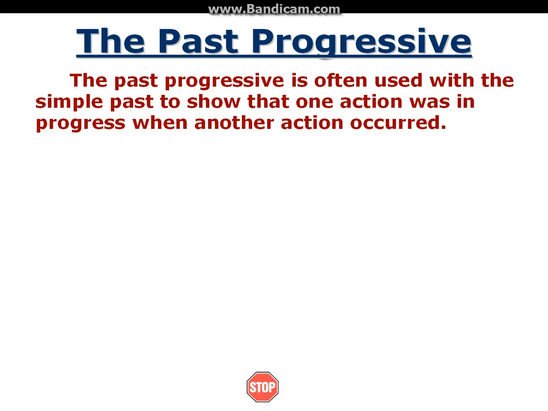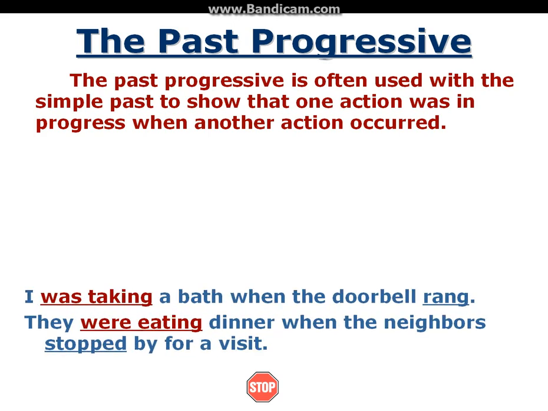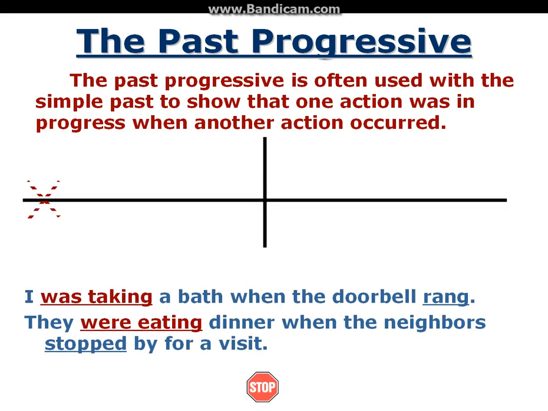The past progressive is often used with the simple past to show that one action was in progress when another action occurred. For example, I was taking a bath when the doorbell rang. They were eating dinner when the neighbors stopped by for a visit.